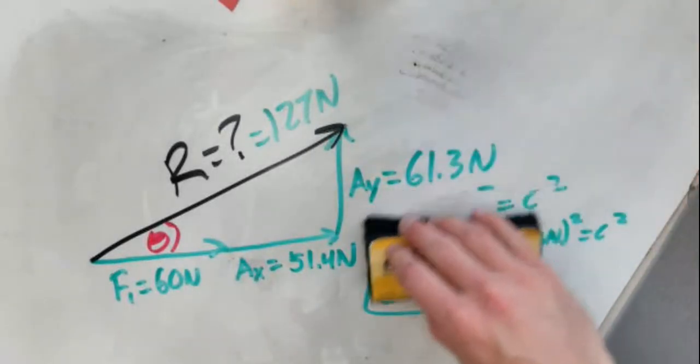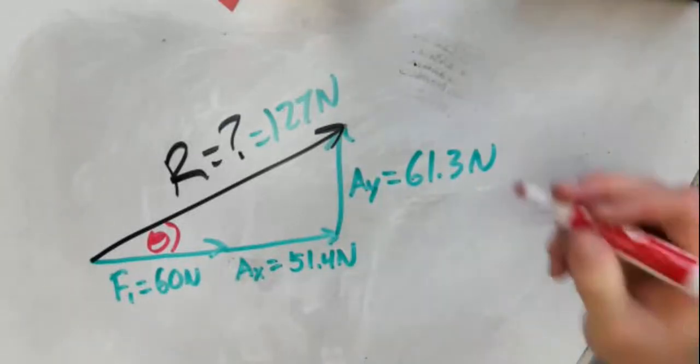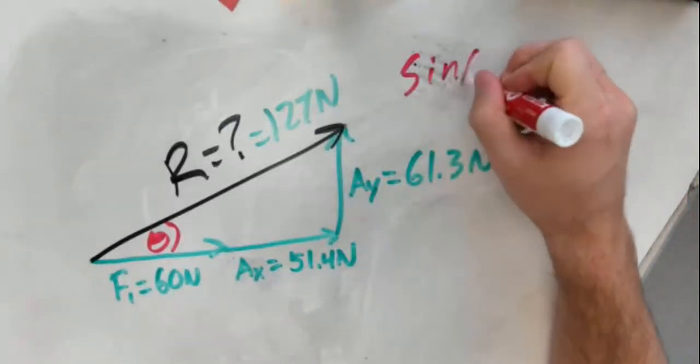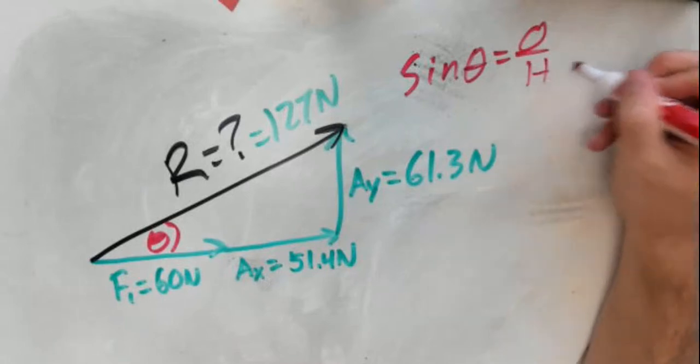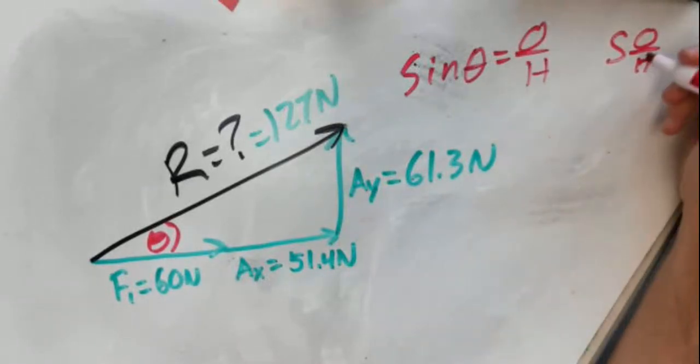So to do this, we do SOHCAHTOA. So I'll use sine of theta equals opposite over hypotenuse, or you could have just written this. I honestly took that as an equation. This was an H though.